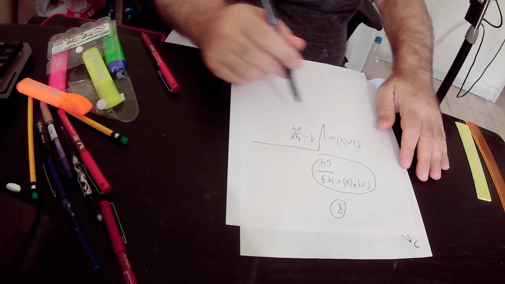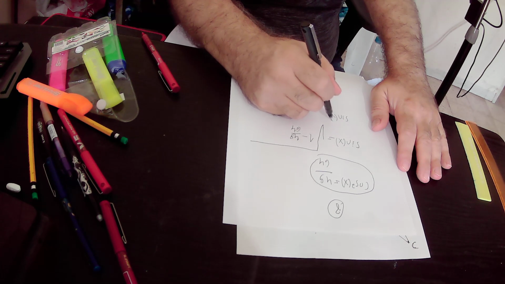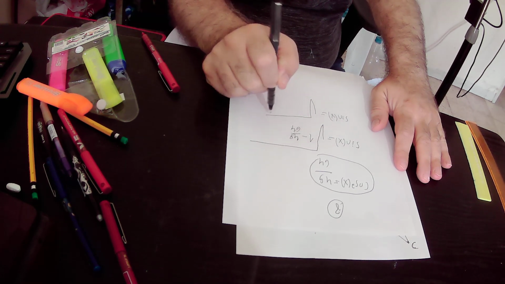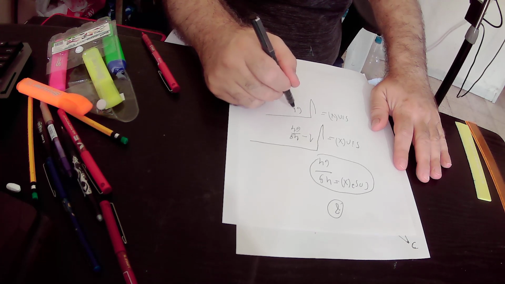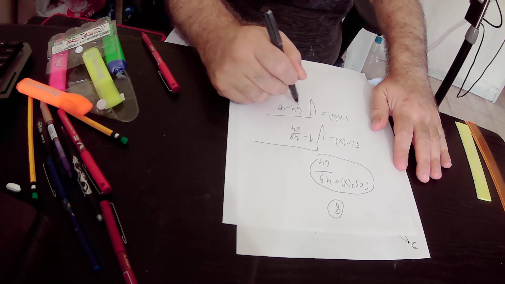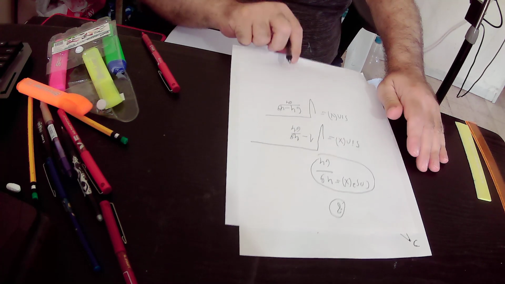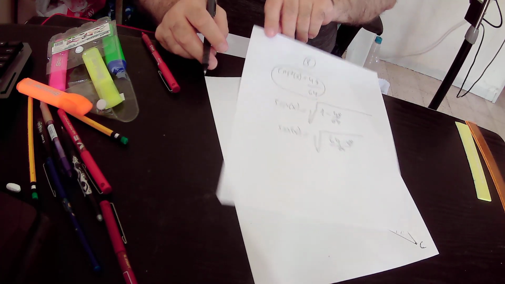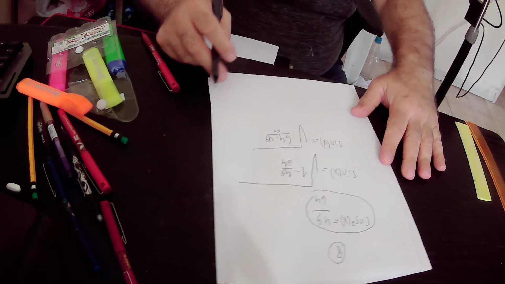So sine x equals to the root of 64 over 64 minus 49 over 64. So here 64 minus 49 is 15, so I write it down. We get the value of sine x.